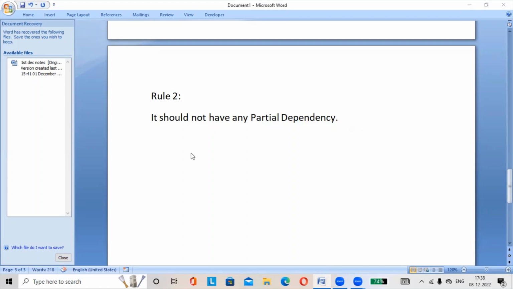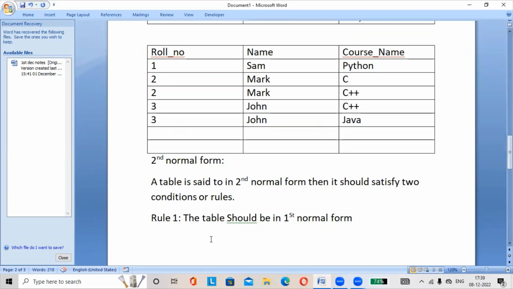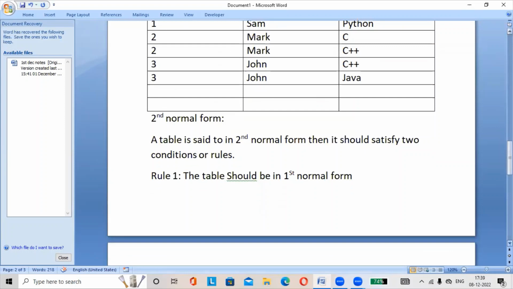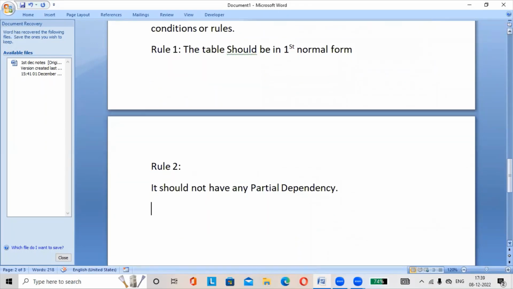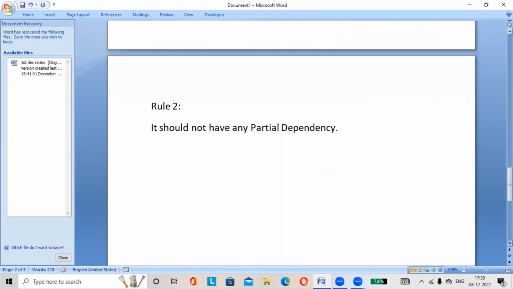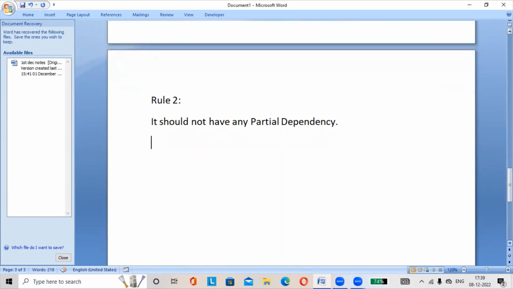What are the two rules of second normal form? The table must satisfy the first normal form. What does the second rule state? It should not have any partial dependency.